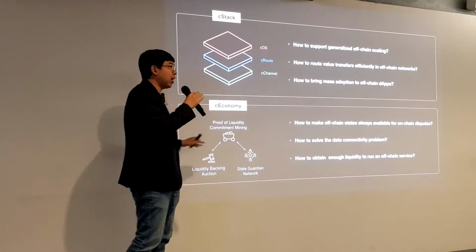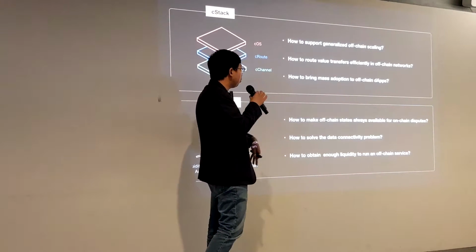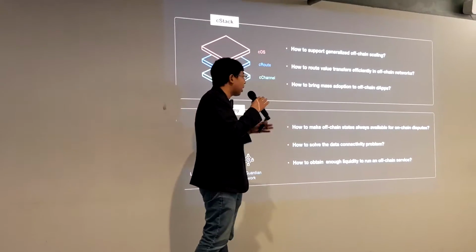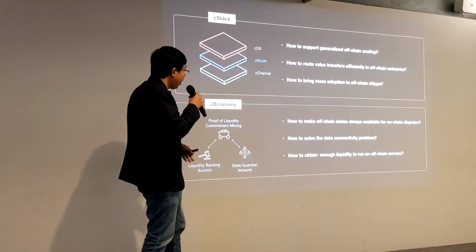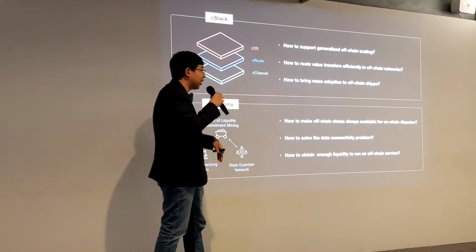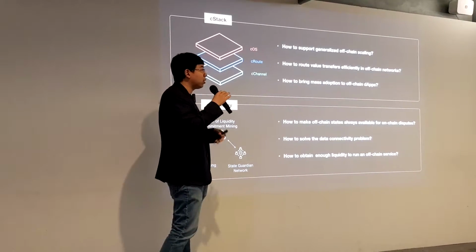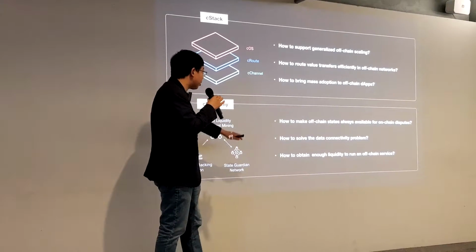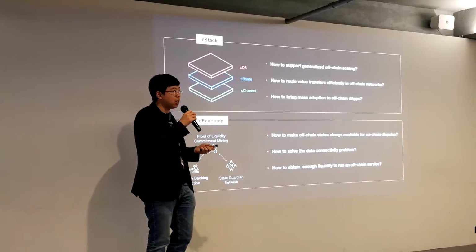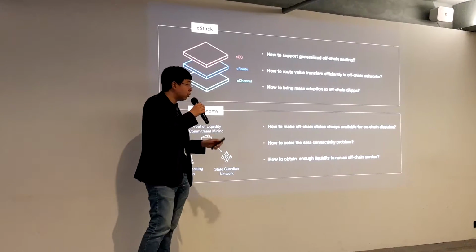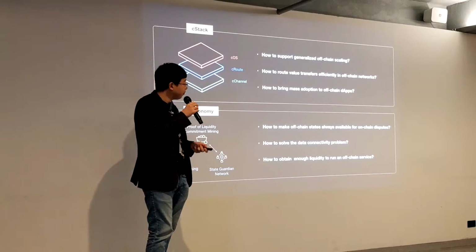Specifically, in a generalized state channel network, there are problems about how to make sure that the off-chain state is always available for potential on-chain dispute, and also how to solve the data connectivity issue, where someone might be offline during the interaction on the state channel. And thirdly, how to obtain enough liquidity to actually run a state channel as a state operator. So for these questions, we actually propose a holistic solution.